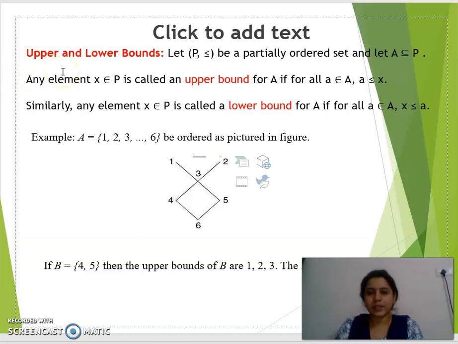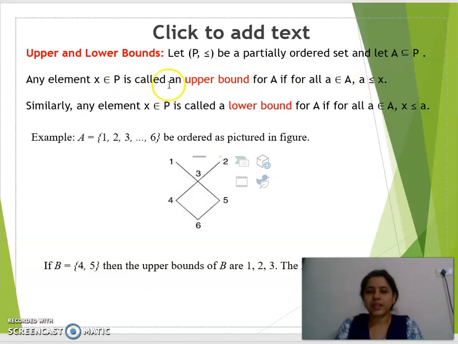In my last lecture, we saw the Hasse diagram, how to draw a Hasse diagram for a partial order set. From the Hasse diagram, we'll find out the upper bounds and lower bounds. Let P be a poset and the relation here is less than or equal to. Then any element X belonging to P is called an upper bound for A if for all a belonging to A, a is less than or equal to X.